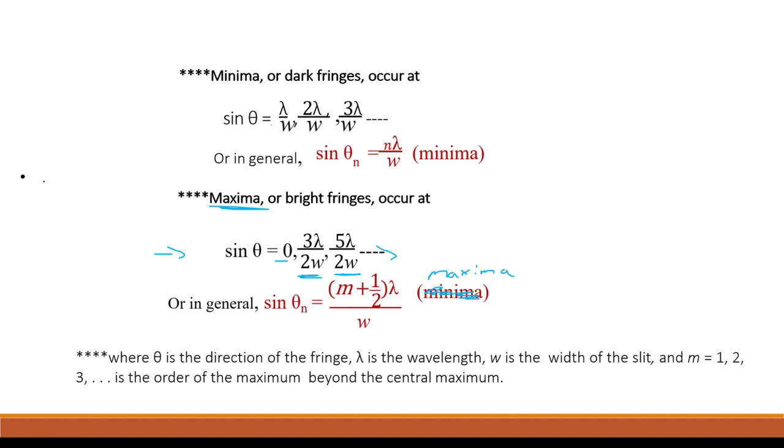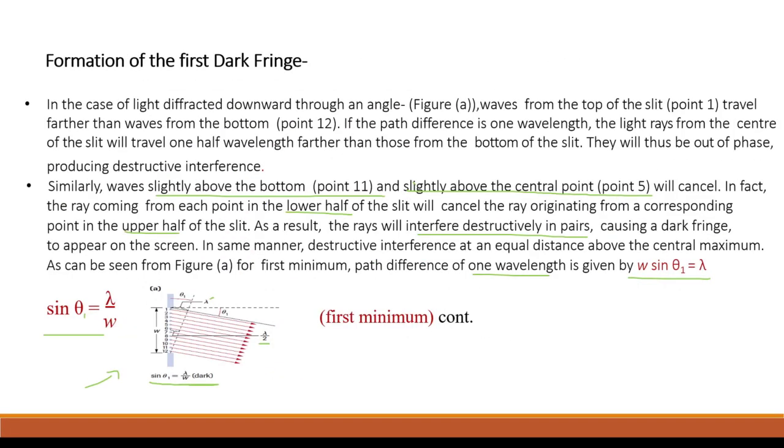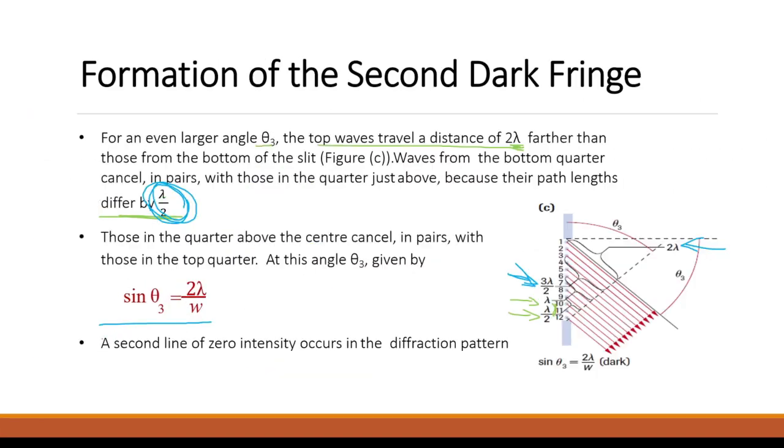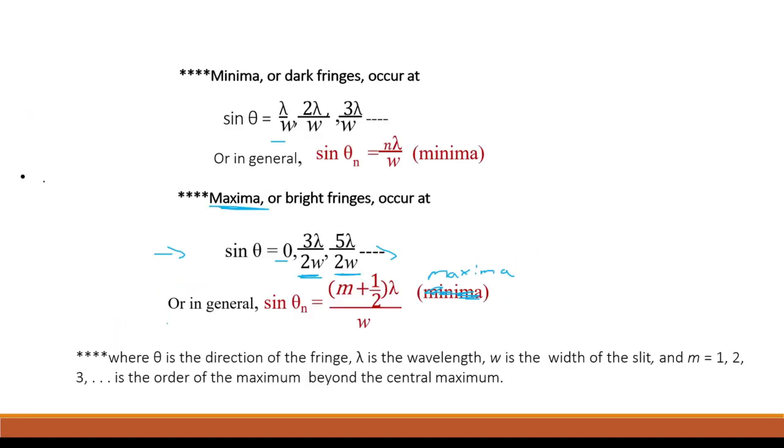And likewise, we put our data into what we saw. We saw the first dark fringe is at a value of sine theta equals lambda over W. The second one occurred at 2 lambda over W. Next one would be 3 lambda over W, and on. And if you continue the pattern, we can see in general that the minima or dark fringes occur at sine theta n equaling n lambda over W. And so we come to these important general formulas.